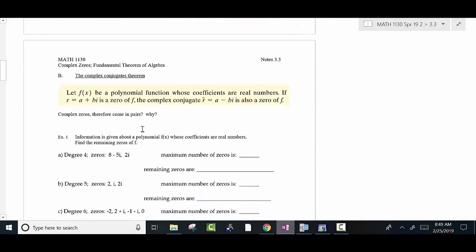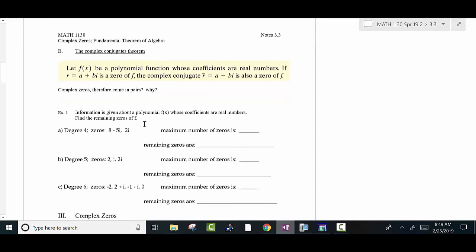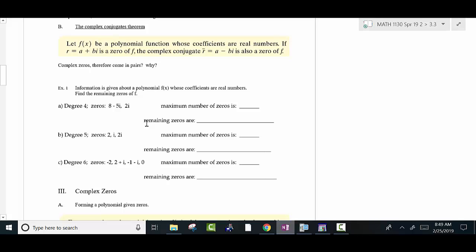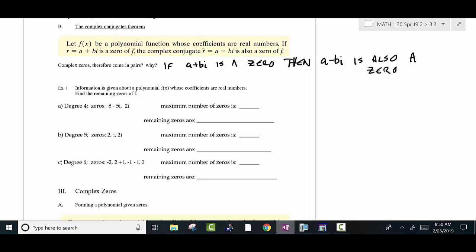Okay, so let's work a little bit on the complex conjugates theorem here, which is pretty simple. And the idea is basically this. Okay, if a plus bi is a 0, then the conjugate is also a 0. Then a minus bi is also a 0. Okay, so that's what the complex conjugate theorem says. Okay, so anytime that you have a polynomial, the complex zeros come in pairs. Okay, I always have a plus minus.